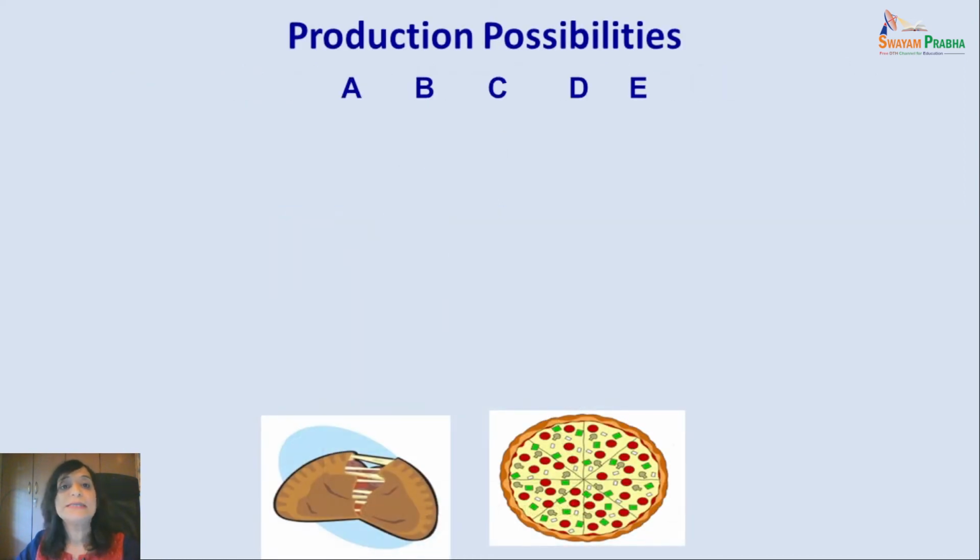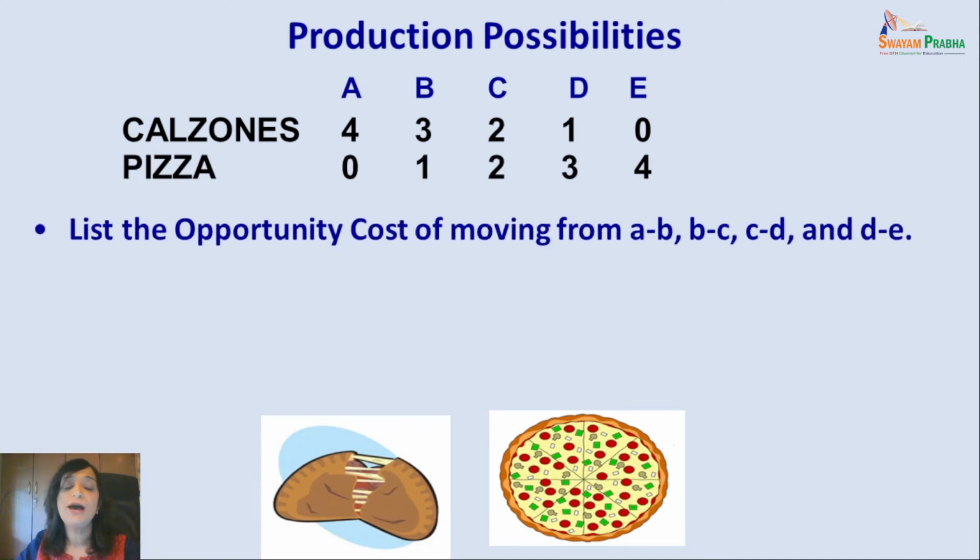Now, this is a small exercise which I am giving to you students, for which you have to find out the opportunity cost for various points. So, we have taken 2 examples. You have calzones and pizza. These are the various combinations of calzones and pizza, that is A, B, C, D, E, which you can consume. So I ask you to find the opportunity cost if you move from point A to B, B to C, C to D, and D to E.